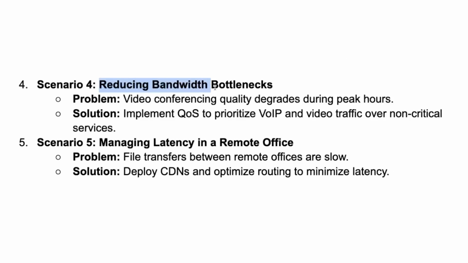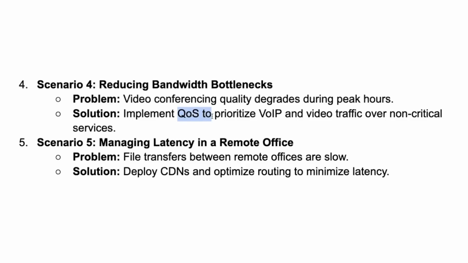Scenario 4 is reducing the bandwidth bottleneck, and the problem is that the video conferencing quality degrades during peak hours because a lot of people are trying to do video conferencing. So we implement quality of service to prioritize VoIP and video traffic over non-critical services because video conferencing is important. People need to finish their meetings. There are certain parts of the day where meetings are really high and people just need to be able to get those things done and accomplish the task.